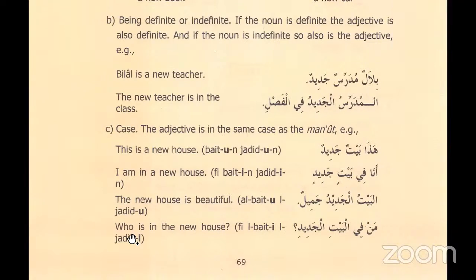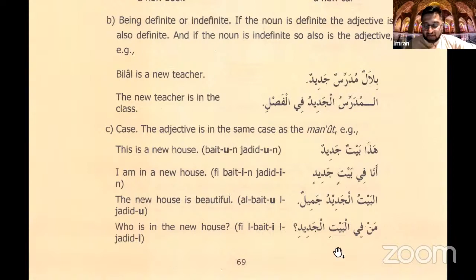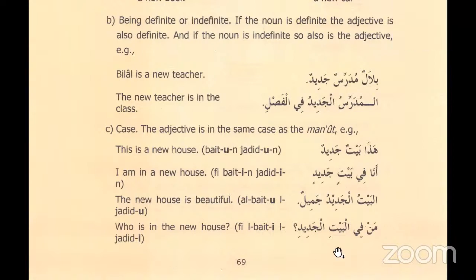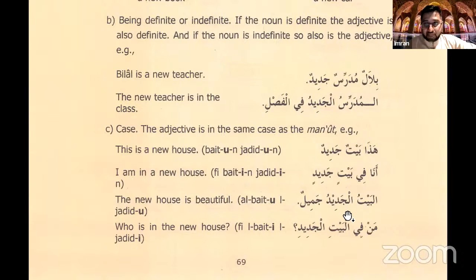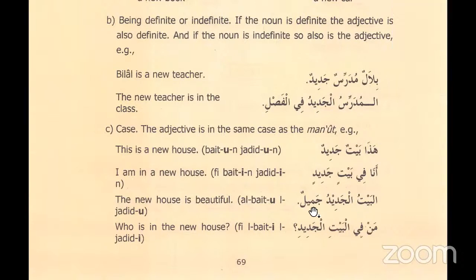Next one is al baytul jadidul jamilun. The new house is beautiful. Excellent. Where's the adjective? Jamilun is the adjective. Exactly. And al baytul jadid. Actually, al jadidu jamilun is also the khabar.